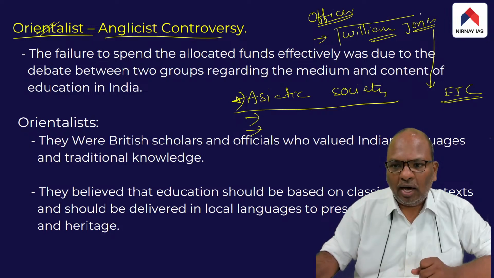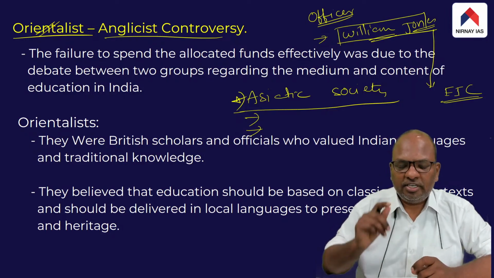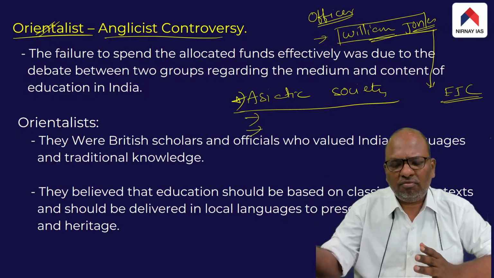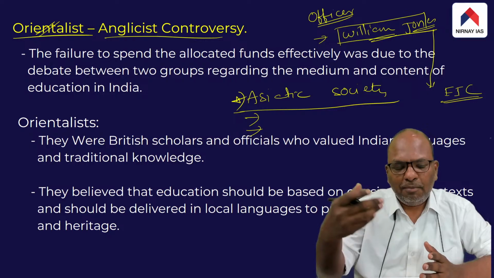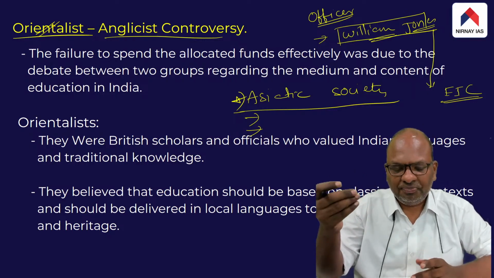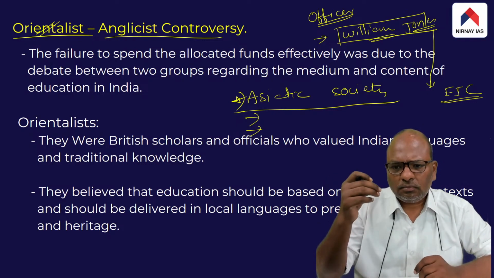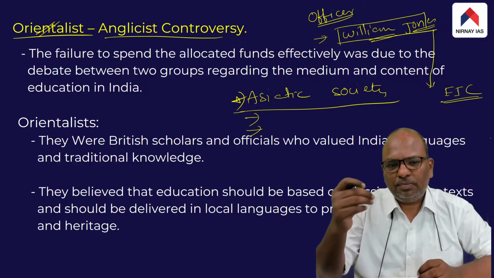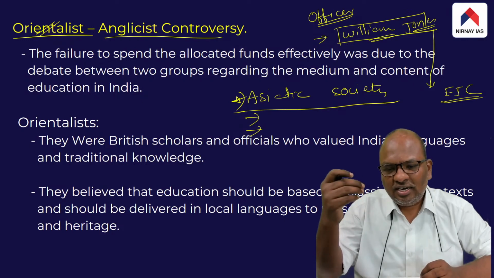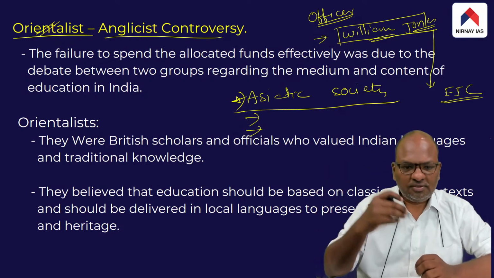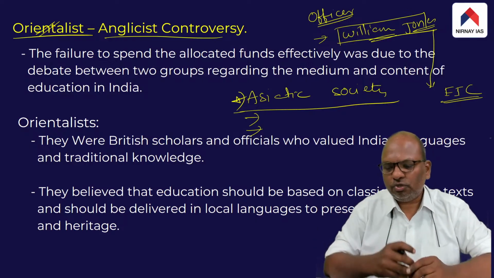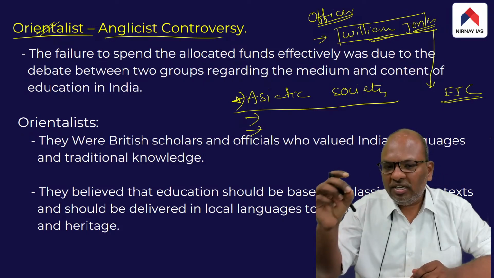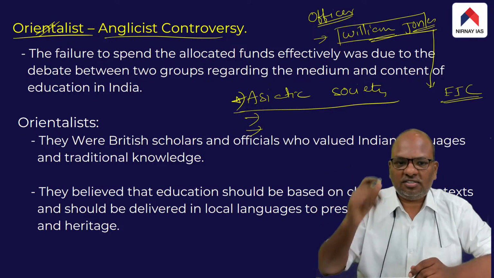William Jones began to argue that the British should spend money. William Jones and his supporters, who came to be referred to as the Orientalists, began to argue that the British should spend money on the establishment of the Eastern type of educational institutions, and they also began to argue that education should be imparted in vernaculars.